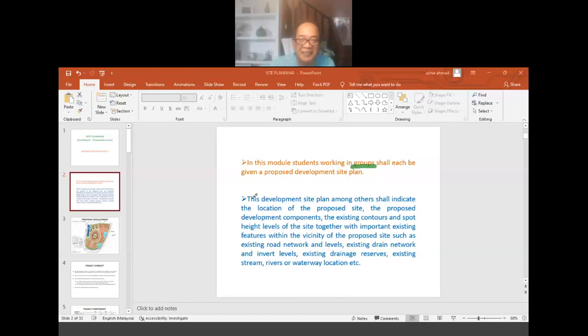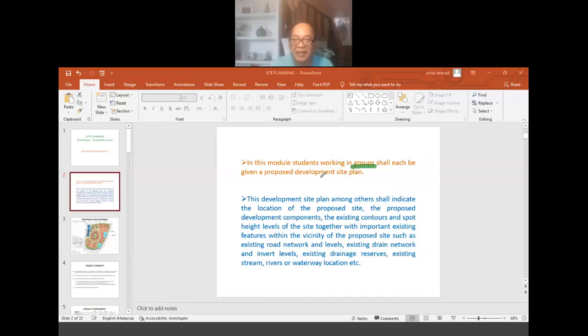So in site planning, among others, each group will be given a development site plan. This is what has been given to you in e-learning. And remember, the drawing is in AutoCAD, okay? With AutoCAD you can block out certain layers, and from the drawing you can have 2 separate drawings.